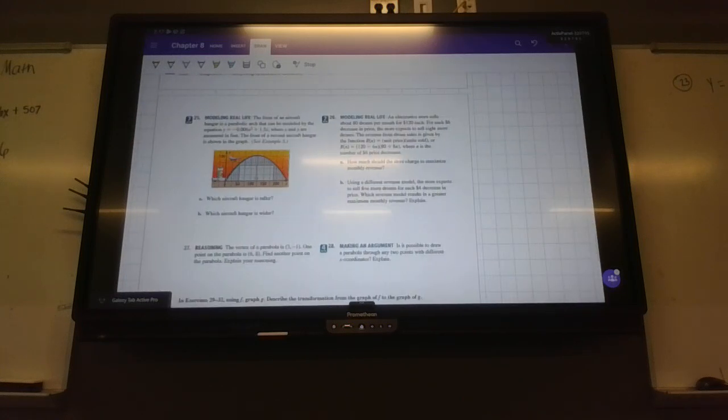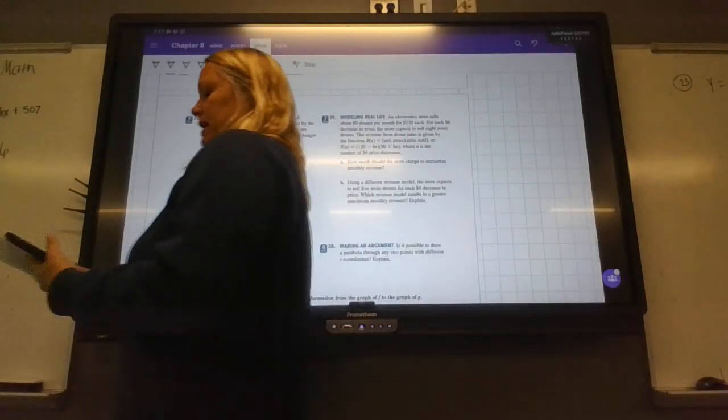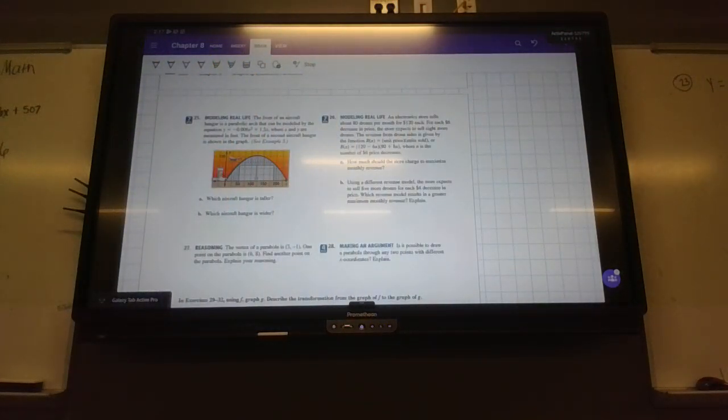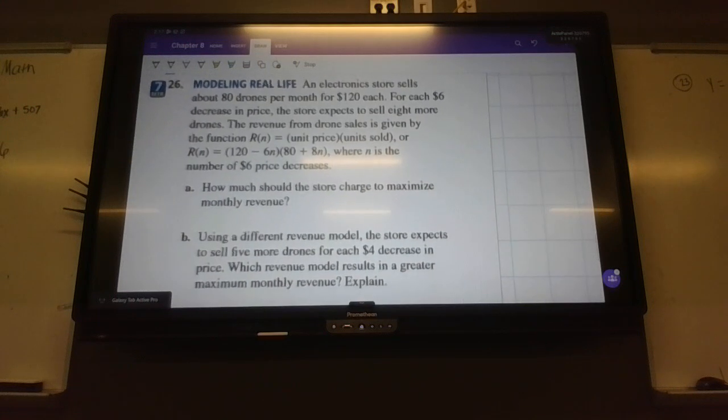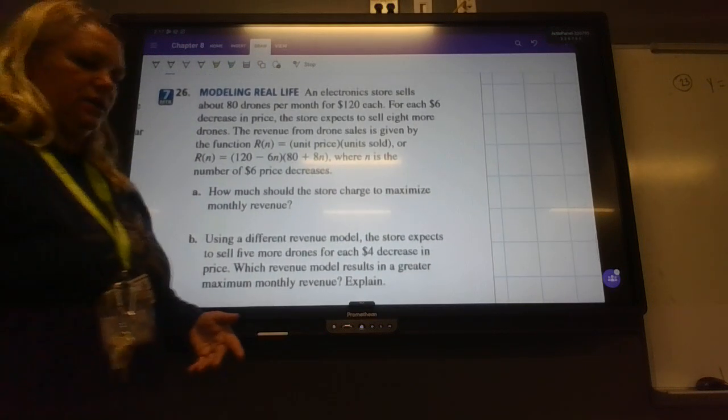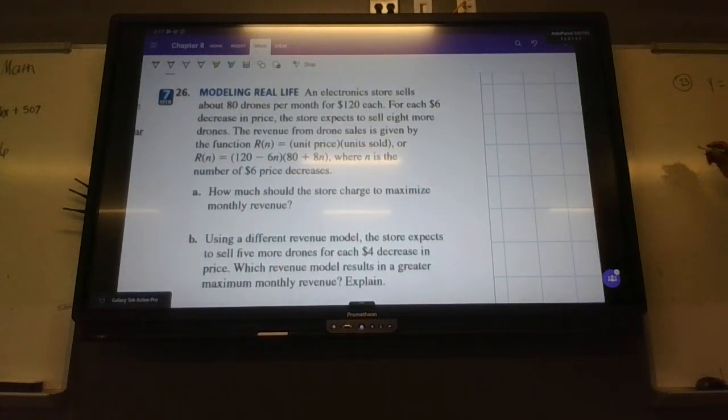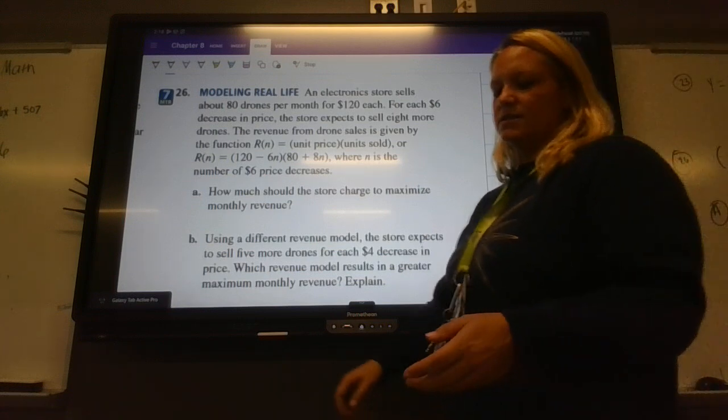Y'all be quiet. You guys should be just about done. Does anybody have any questions? Is that the one with the orange picture? Last question. 120 minus 6n, 80 plus 8n. It's asking for the maximum. You can't find the maximum? Where's 22? That one. Oh, it's asking for how much?